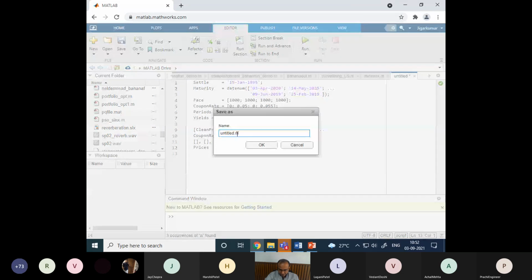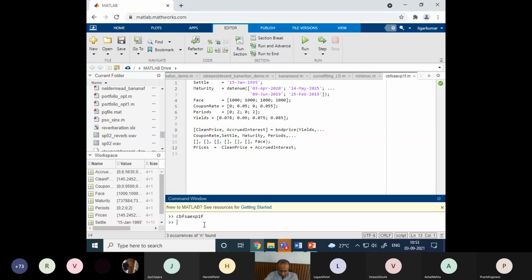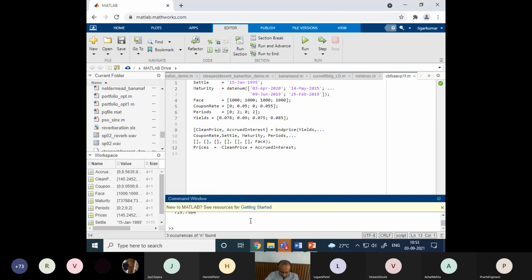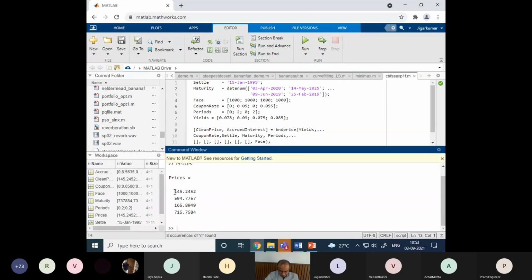Let me run it by saving this file. What we say, CBFSA experiment 1F. Yeah, so it ran. Okay, so there is no mistake. Let me find these prices. And you can see all 4 bonds have different prices.